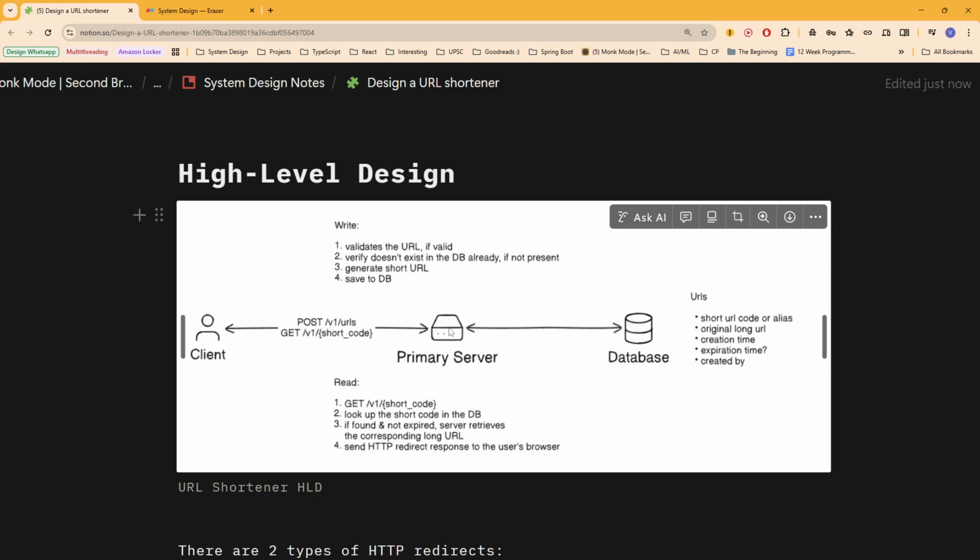The client sends their post request, get request to the primary server, which will take care of adding that data in the database. That's it. Right now we are not concerned about anything. We are not concerned about how we are generating the short code. This is just how the most basic URL shortener system looks like.